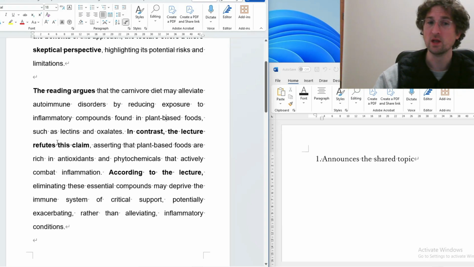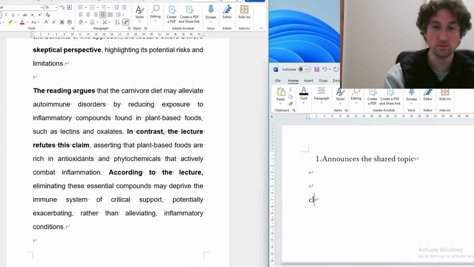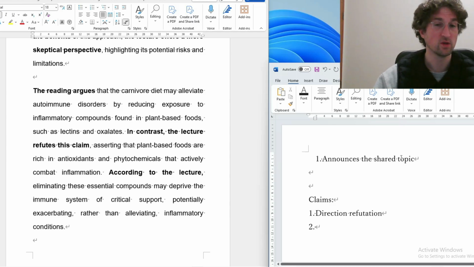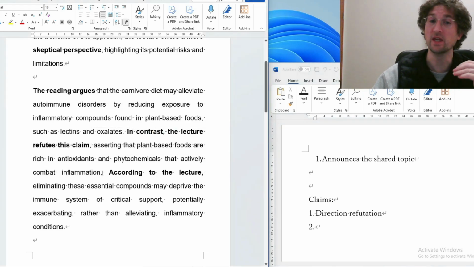So in contrast, the lecture refutes this claim. Okay, so here we have direct refutation. If we want to try to characterize this relationship, this opposition, direct refutation. It's raining outside. No, it's not raining outside. Refute the claim. Okay? So how do they do that? Well, they assert plant-based foods are rich in antioxidants and phytochemicals that actively combat inflammation. So they don't cause inflammation, they combat inflammation. This is a direct refutation.